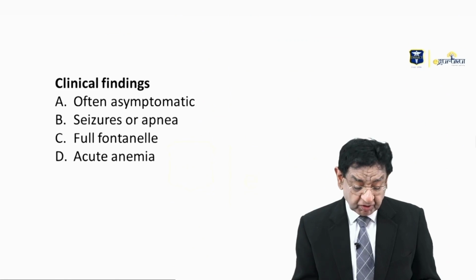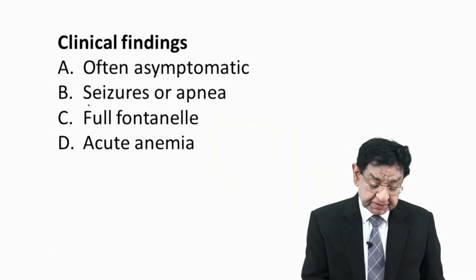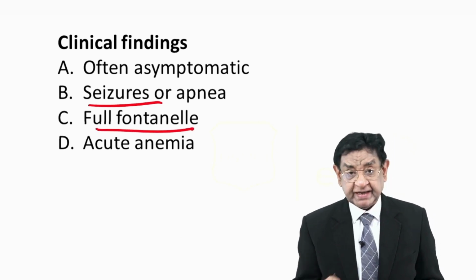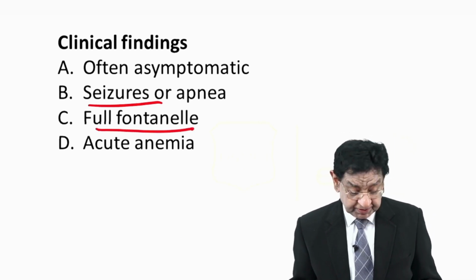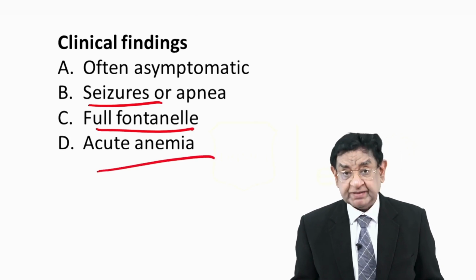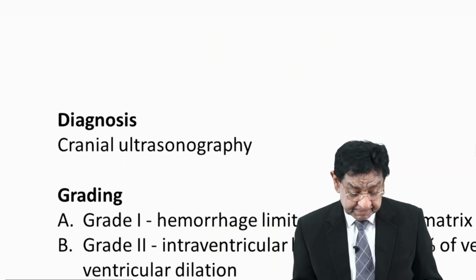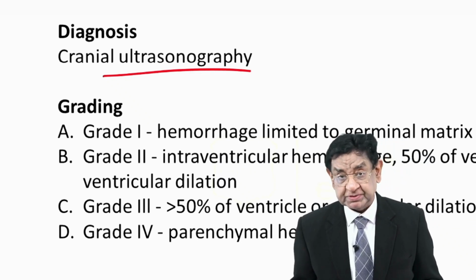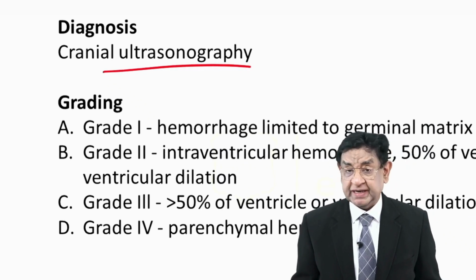The clinical feature is often asymptomatic, seizure like in our case, full fontanelle like in our case, in the patient of the question. An acute anemia, yes, our patient has a very low hemoglobin. We diagnose by cranial ultrasonography. Okay, it's a 2-day-old child.